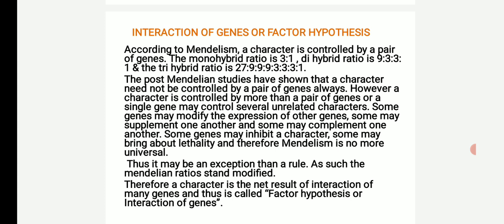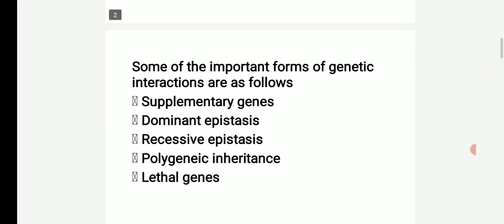Therefore, a character is a net result of interaction of many genes, and thus it is called the factor hypothesis or interaction of genes. Some important forms of genetic interactions are as follows. Number 1, supplementary genes. Number 2, dominant epistasis. Number 3, recessive epistasis. Number 4, polygenic inheritance. Number 5, lethal genes.